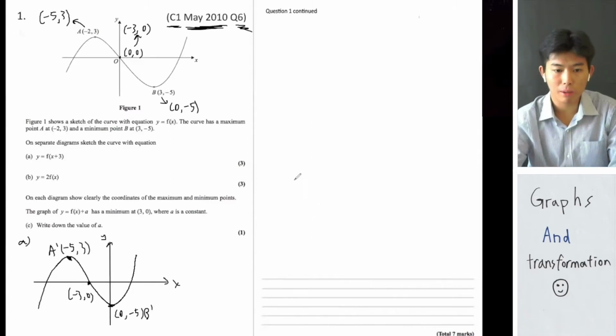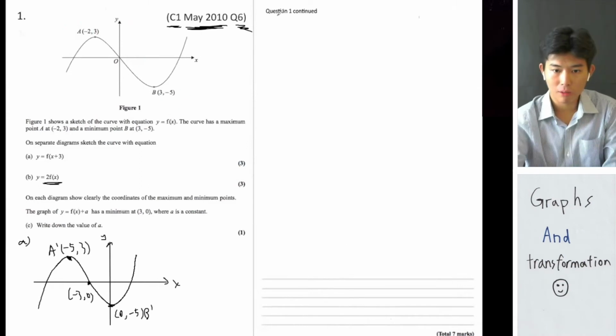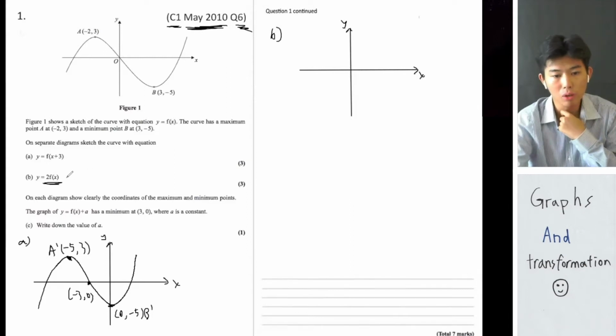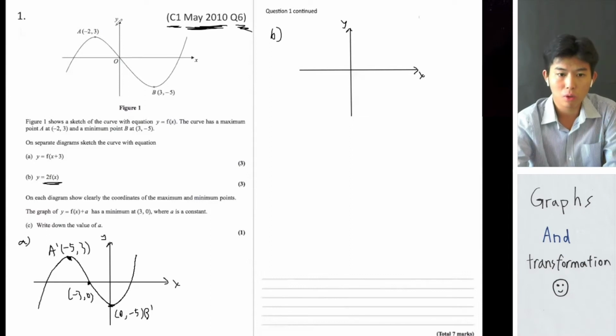Okay, so for part B, they want us to sketch the graph y equals 2 times f of x. Okay, so I'm gonna rub all this out first. I'm gonna draw the graph here. And this one will be y, and this one will be x. Because this one is 2 times f of x, all we have to do is to multiply all the y coordinates by 2. So if the y coordinate times 2, then the point would be -2.